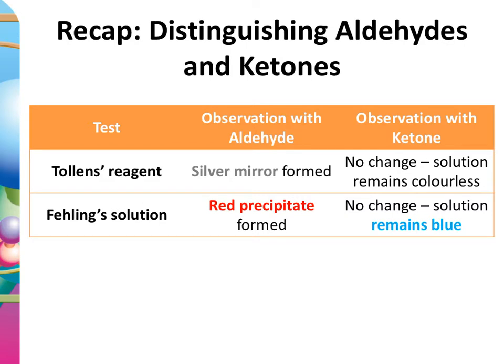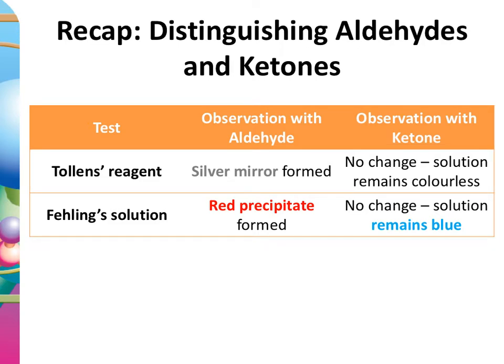The fact is, an aldehyde can be oxidized further. If that's being oxidized, then what happens to the silver ions is that they are reduced. So they go from being Ag+ ions to Ag metal, and we get that silver mirror formed. Ketones can't be oxidized any further, so we don't see any change in the solution. It remains colorless.